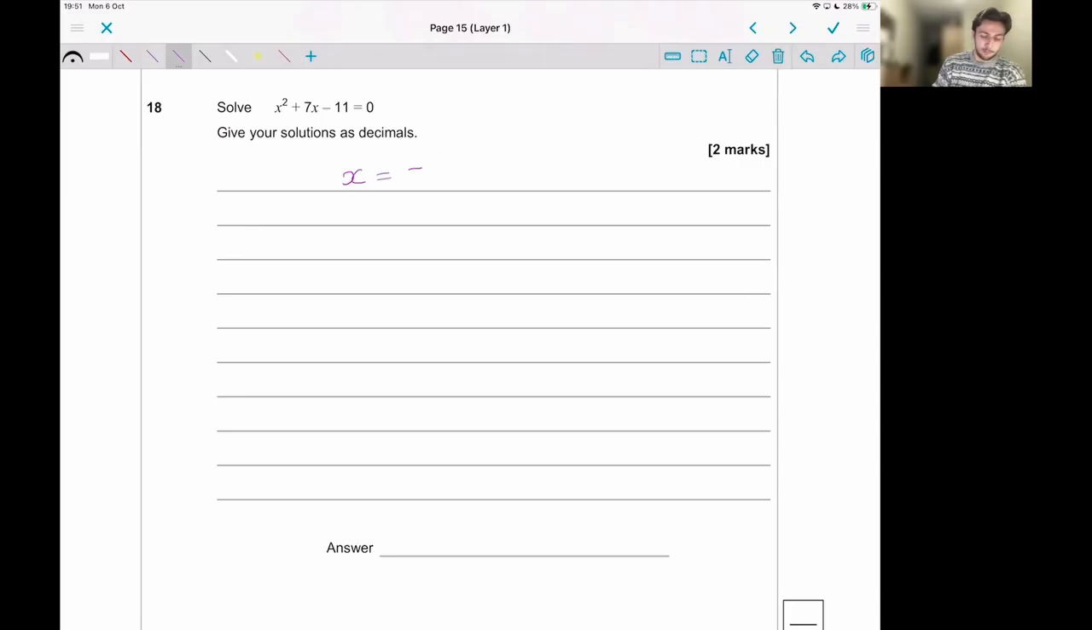x equals minus b plus or minus the square root of b squared minus 4ac, all over 2a. We need to know this. We need to know this. It's an essential equation. But what are a, b, and c? So these are for a quadratic equation of this form.